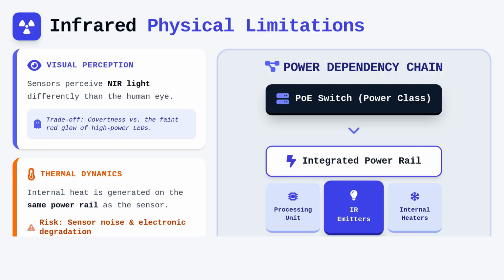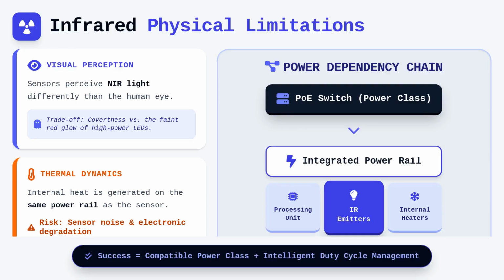The internal circuitry must intelligently manage the duty cycle of these emitters to prevent the camera housing from overheating, which could lead to sensor noise or, in extreme cases, electronic degradation. Successful deployment requires you to verify that the camera's power class is compatible with the total current draw, especially when operating in cold environments where internal heaters might also engage.